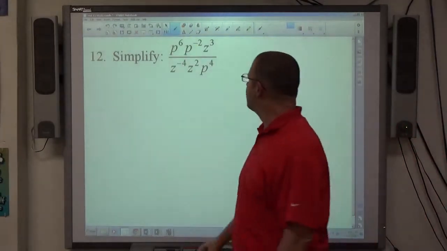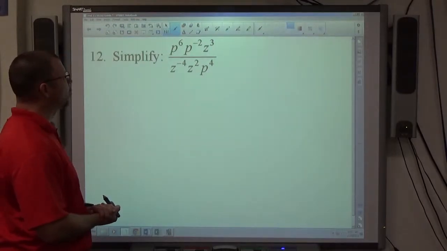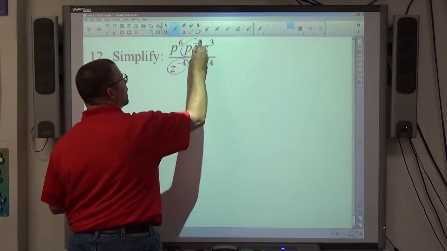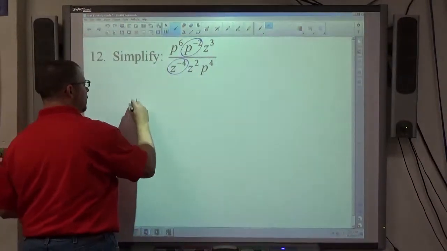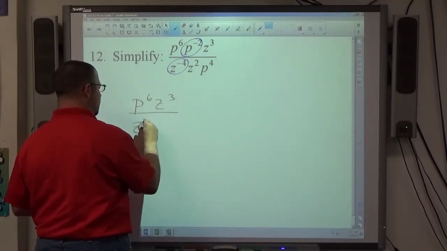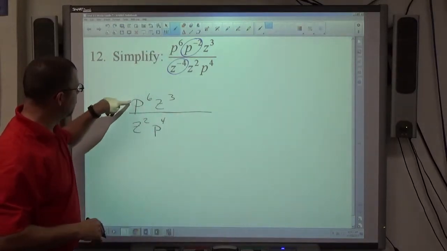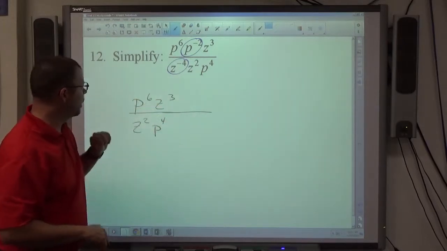Number 12, simplify. First thing I would do with that is put the negative powers where they belong. So this is on the bottom negative, this is on the top negative, everything else is a positive power. So I would rewrite this, p to the 6th, z to the 3rd, over z squared, p to the 4th. All four of those objects didn't move. P to the 6th stayed where it was, z cubed stayed where it was, z squared stayed, p4 stayed.